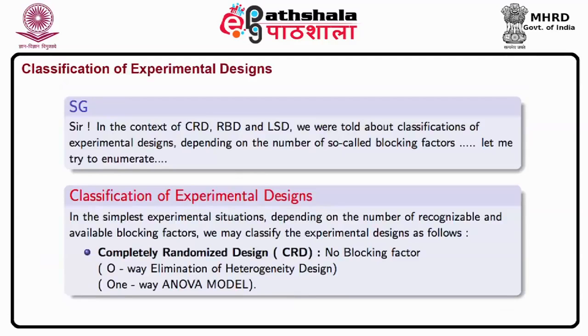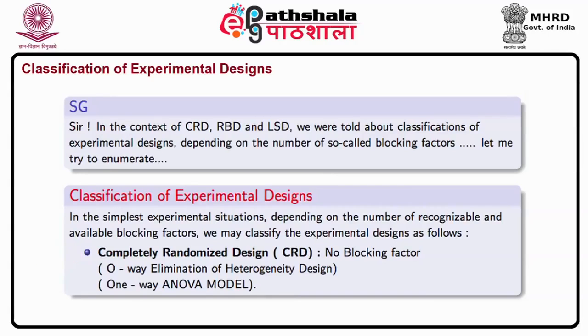Sir, in this context of CRD, RBD and LSD, we were told about classifications of the experimental designs depending on the number of so-called blocking factors. Let me try to enumerate. In the simplest experimental situations, depending on the number of recognizable and available blocking factors, we may classify the experimental designs as follows. So, the first one is completely randomized design, that is CRD, and here there are no blocking factors. So, it is a zero-way elimination of heterogeneity design, because there is no heterogeneity, and one-way ANOVA. Yes, sir.